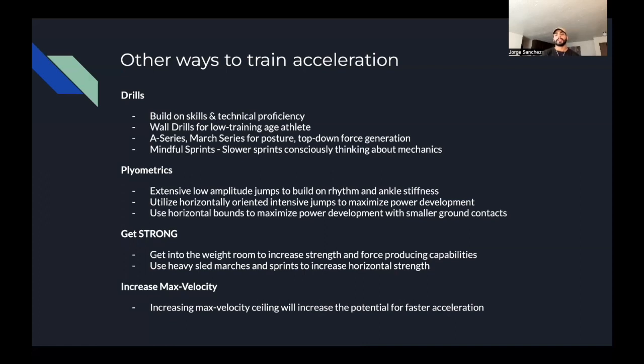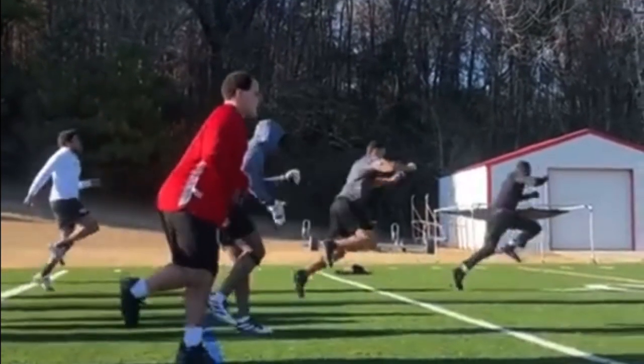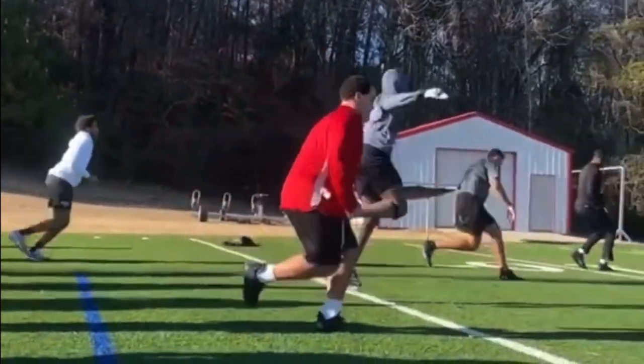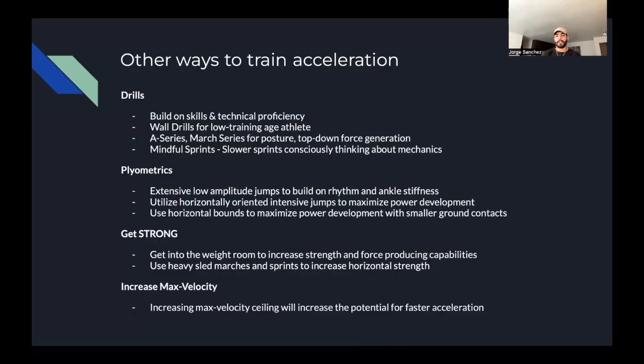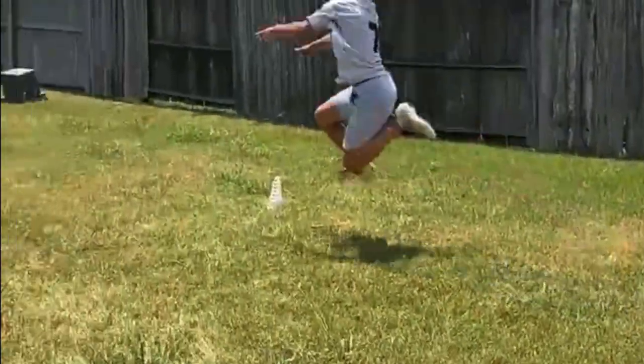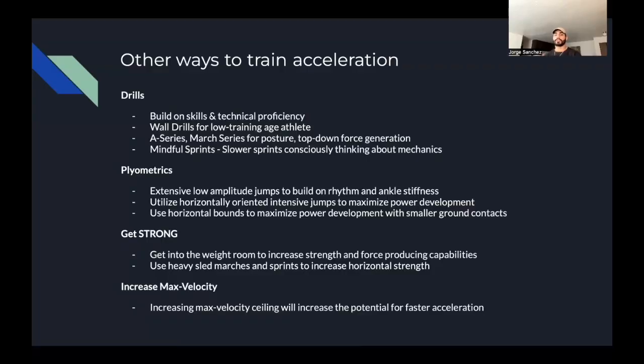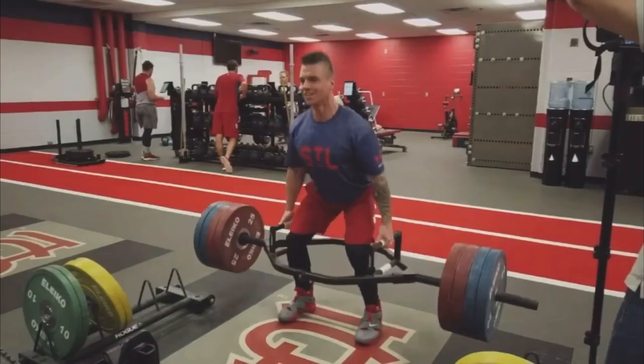You can also improve speed and acceleration with plyometrics. You can use extensive low-effort jumps to build on rhythm and ankle stiffness, so you can do like pogos and any other extensive jump. You can use horizontally oriented max effort jumps to maximize horizontal power development, so something like a broad jump. And then you can use reactive jumps and horizontal bounds to maximize power output with smaller ground contact times.